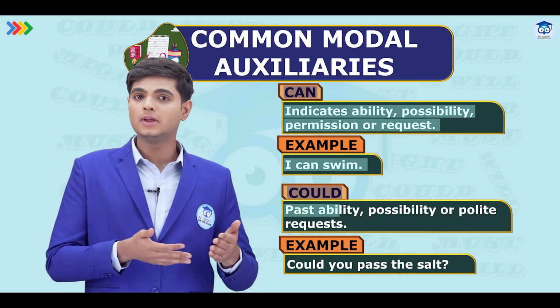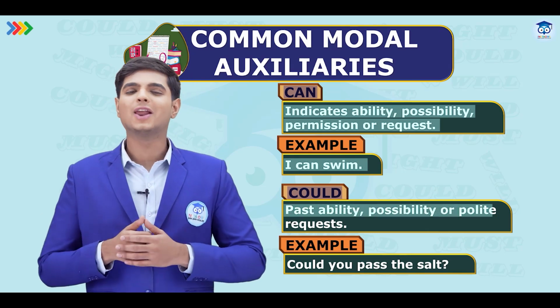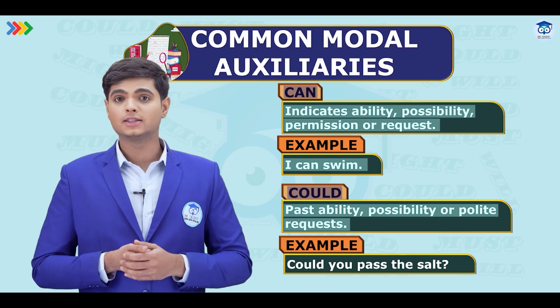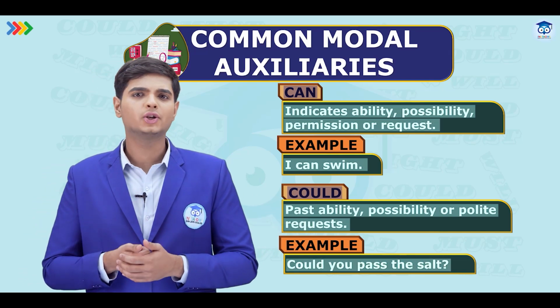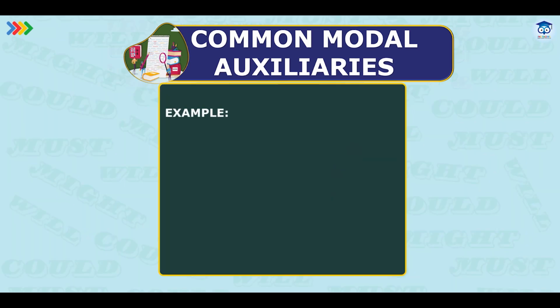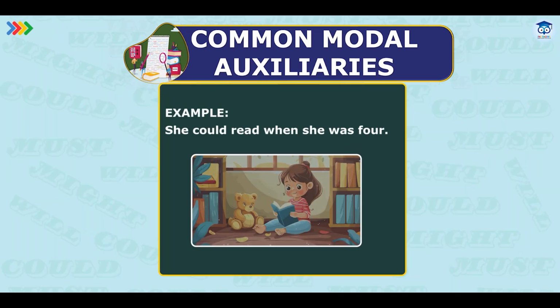Now, when we move to could, we are usually talking about the past. Could shows past ability, possibility or polite request. Let's look at the example. Could you pass the salt? That's a polite request. But we can also say, she could read when she was 4. That tells us about an ability in the past.